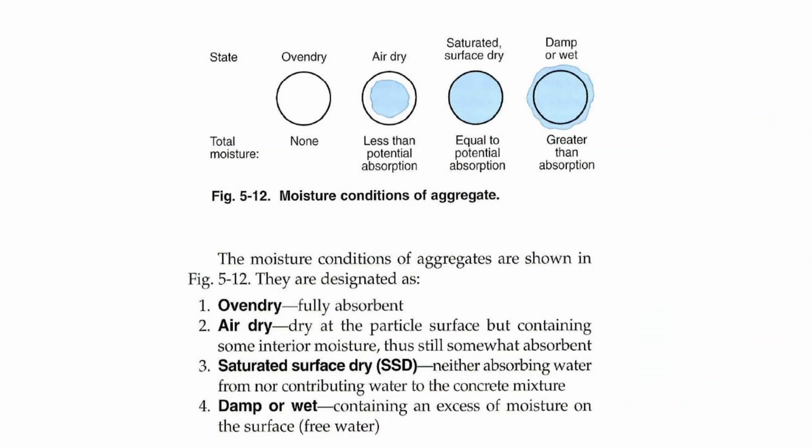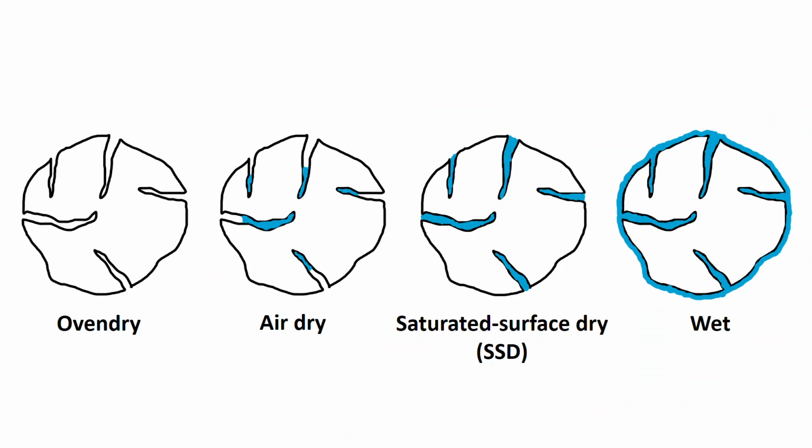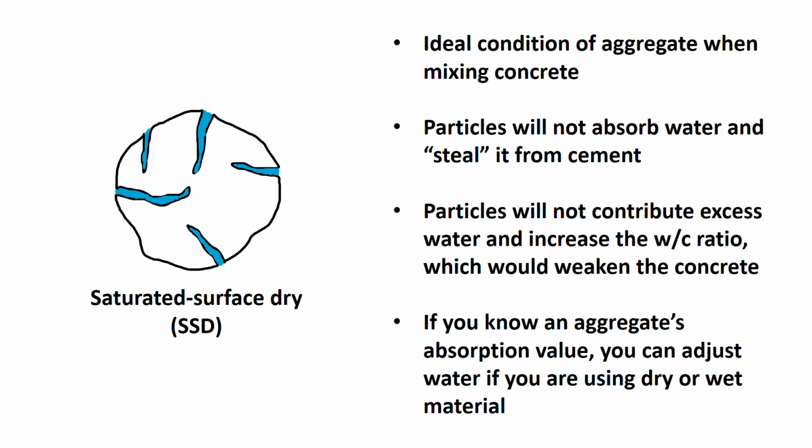If you remember from a couple of lectures ago, we talked about moisture conditions of aggregates and how the saturated surface dry condition was the ideal condition for an aggregate when included in a concrete mix design, because that means the aggregate will not be stealing any water from the cement, nor will it be contributing excess water into the recipe design.